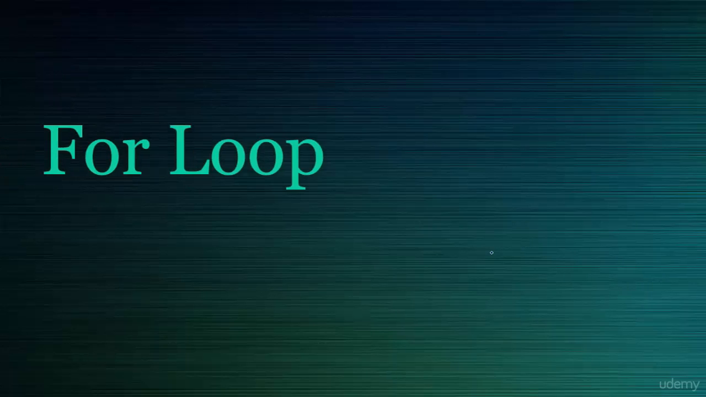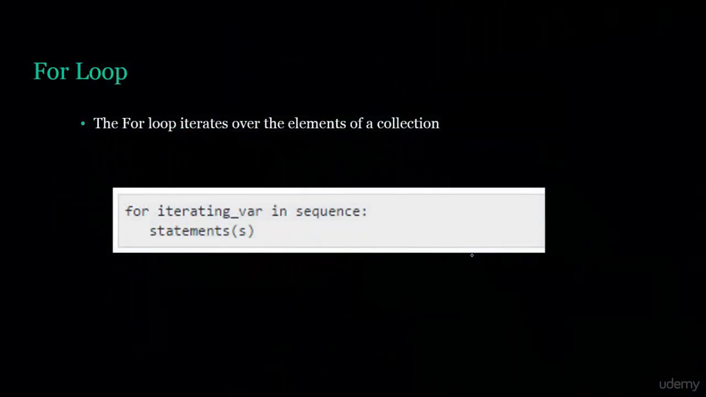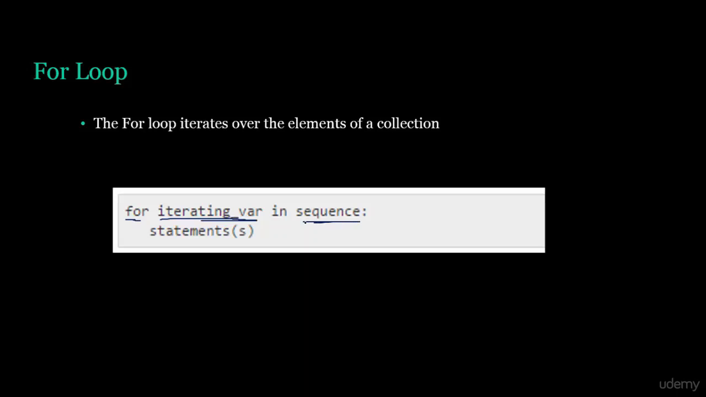Welcome. In this video I'll talk about the for loop in detail. Let's start. The for loop iterates over the elements of a collection. For, this is the iterating variable here, in a sequence of variables, and we will execute a statement or some statements.